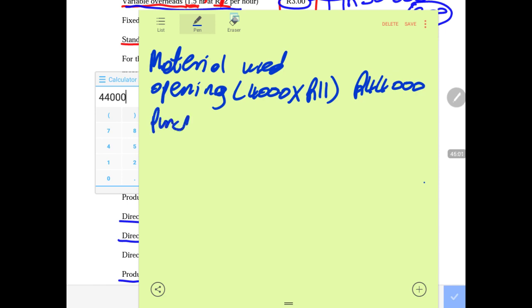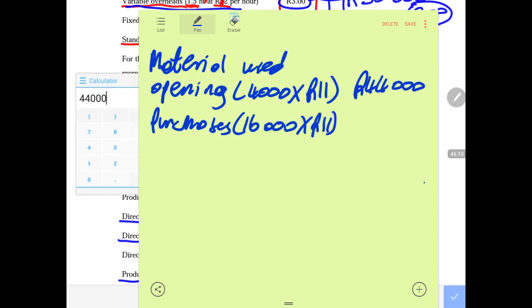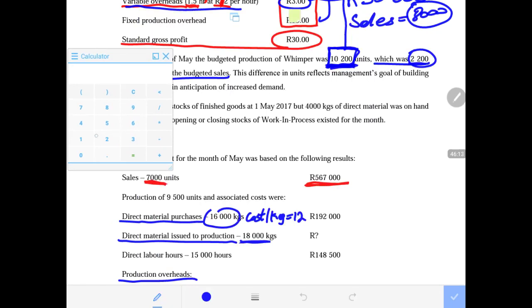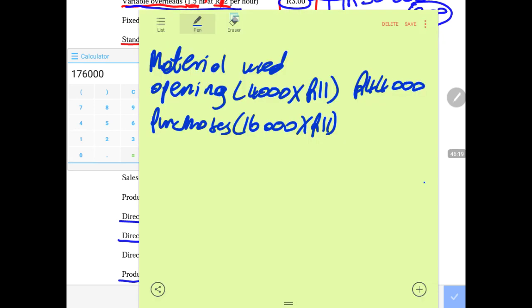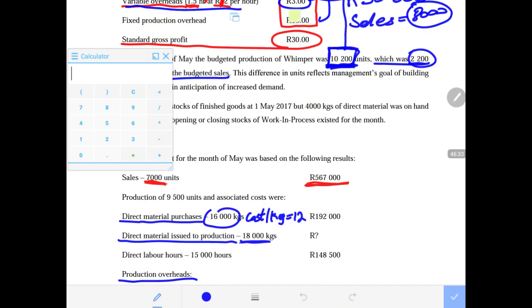Then we say purchases. Our purchases were 16,000 kgs. Remember, all valued at standard cost, so we still multiply by 11. So 16,000 kgs multiplied by 11 is 176,000. I just want to clarify the mistake that I was making. Then after that we have our closing, which we calculated to be 2,000.